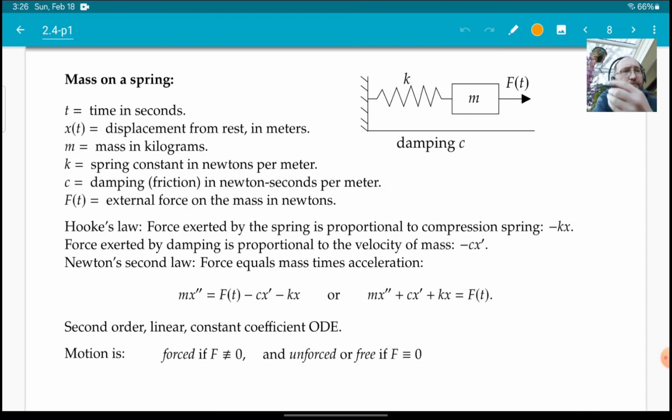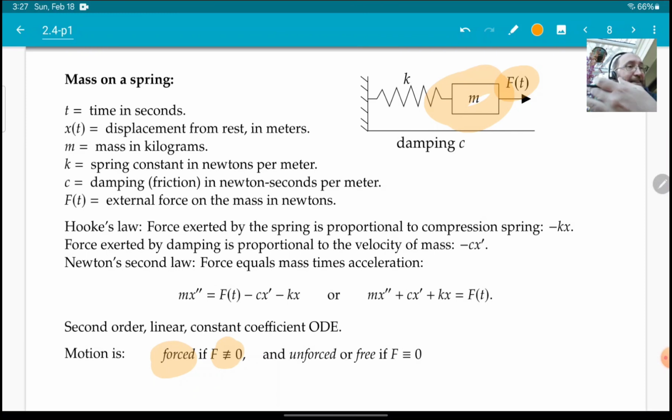All right, so the terminology that we'll use is that we'll say the system is forced if this function F is not identically 0. And by not identically 0, what we mean is that it could be 0 at some points, right? But that it's not always 0, right? So that's what we mean by these 3 lines over here.